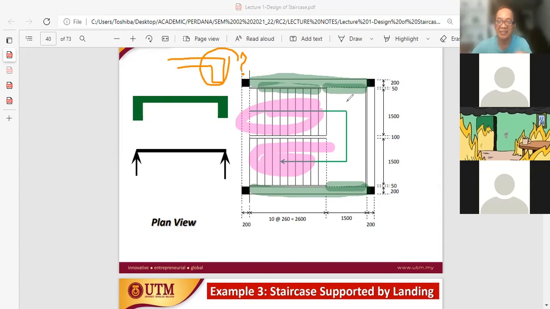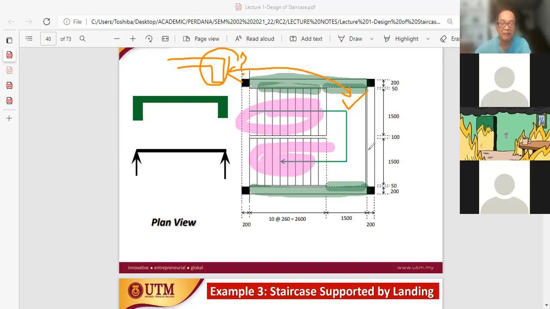Now, this landing ni is behaving sama macam beam ni. It is now becoming a support, penyokong. Tapi because it's not a beam, it's a landing, therefore, we need to design the landing. Yeah? Jadi what I'm trying to stress out is that in actual fact, we still need to design beams pada example 1, example 2. Cuma in the previous examples, we were focusing more pada tangga sahaja. If we were to design the beams, then the reaction from the staircase kepada beam will need to be considered. Sama macam our discussion yang ini.